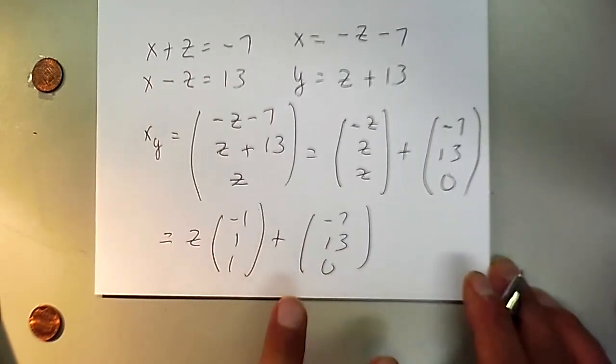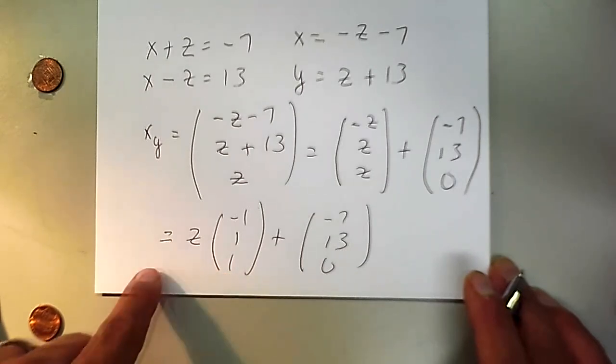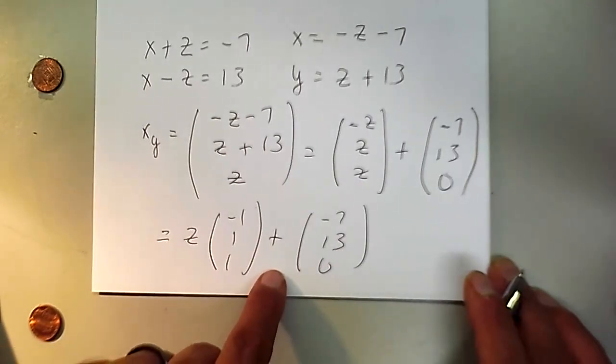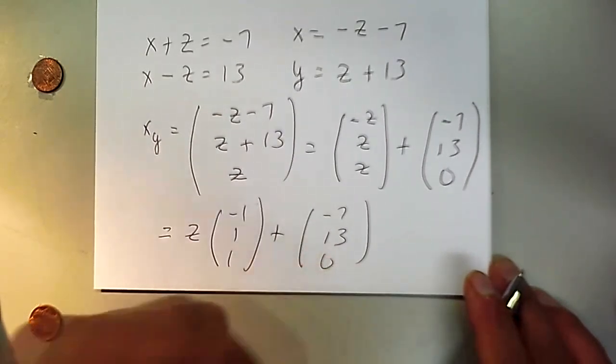Now, if you had two free columns, then you would have perhaps z times this, y times another vector, and then you still have your initial point where we start.